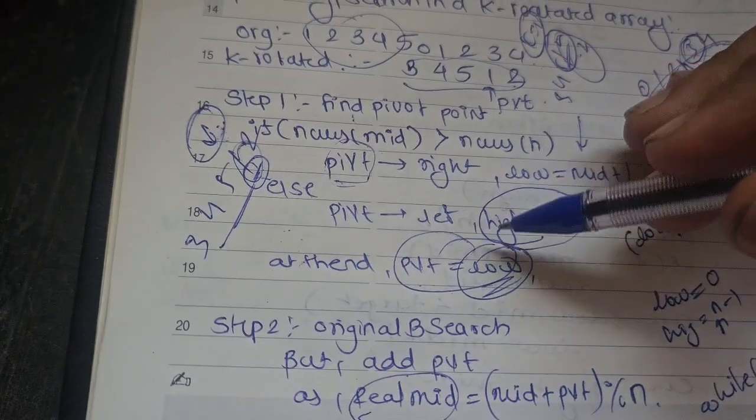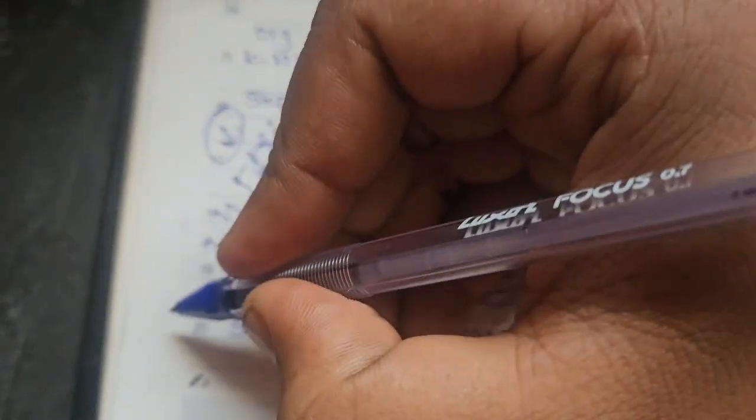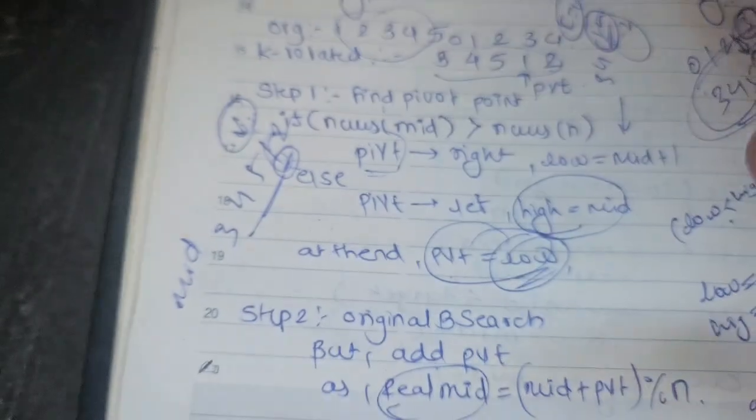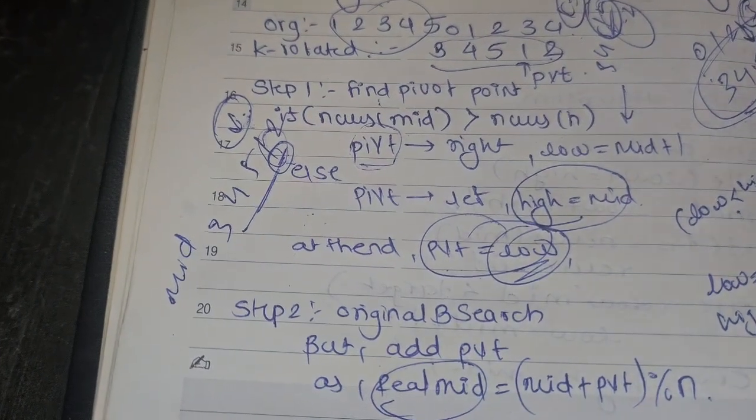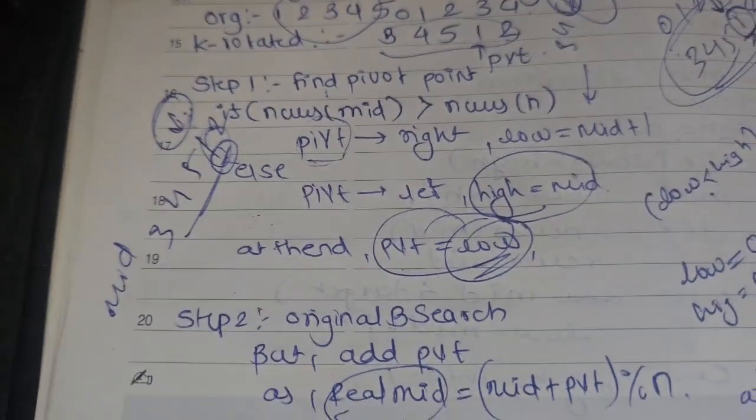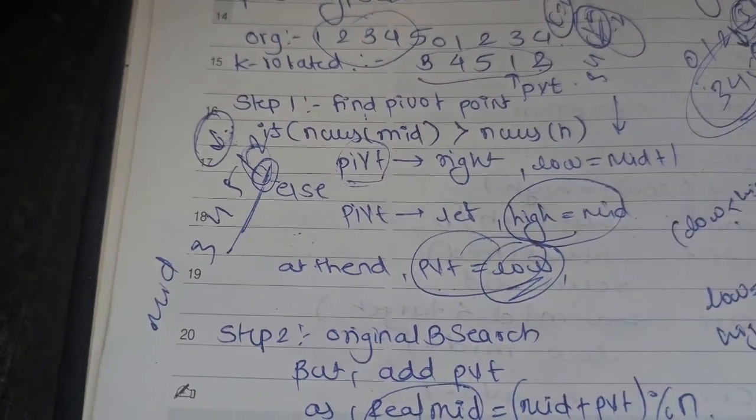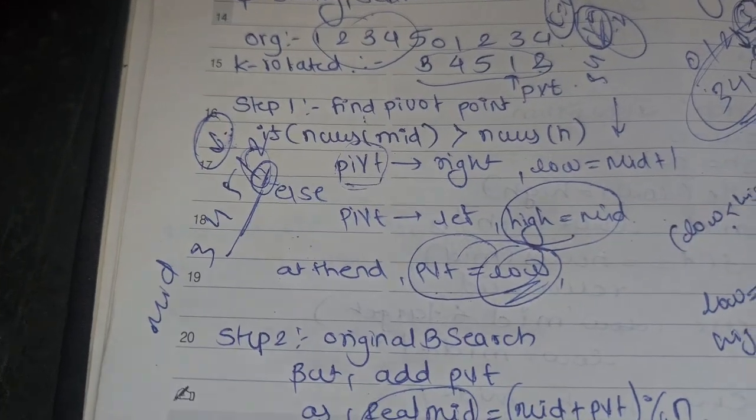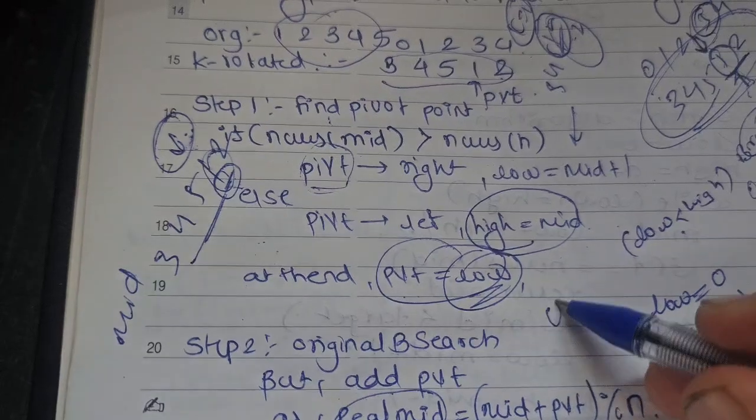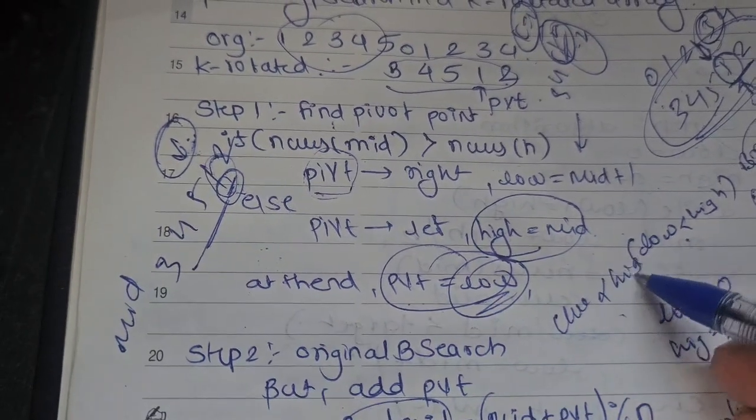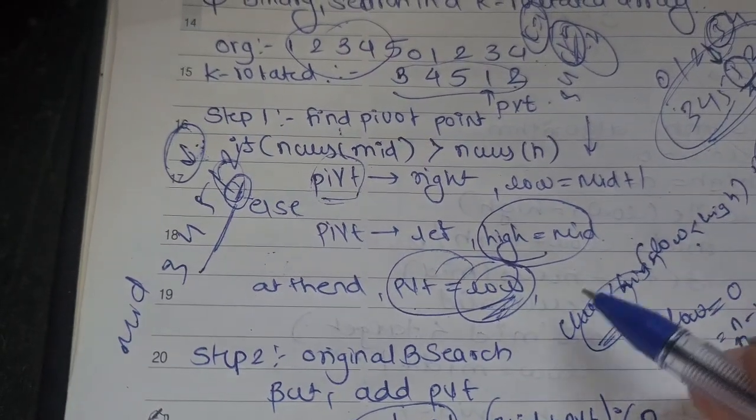For which we can simply find the pivot point. We have to compare the mid value of that element with the high. If it's greater, then the pivot point is towards the right, and low equals mid plus 1, else it is to the left, then high equals mid. At the end, when we have crossed the condition where low is less than high, the loop will end and the end point will be the pivot point, meaning the low.